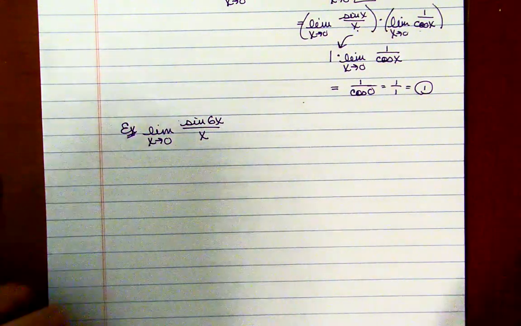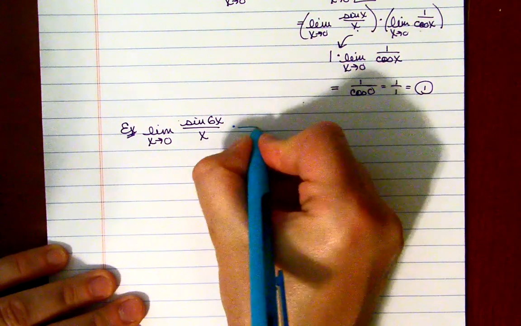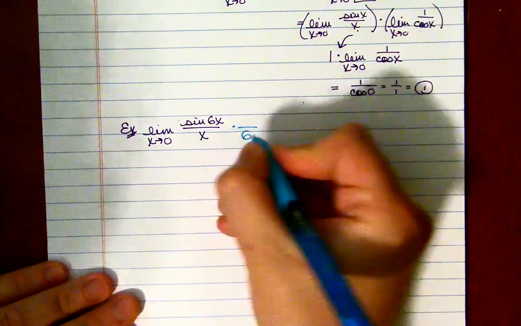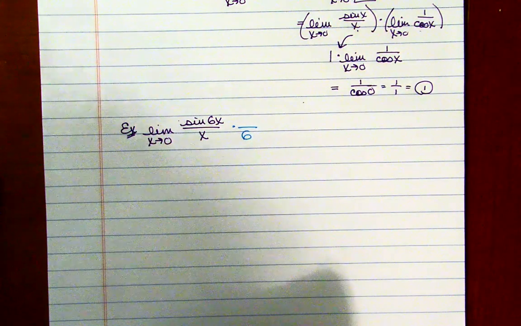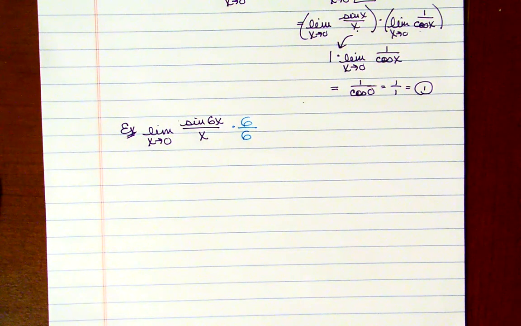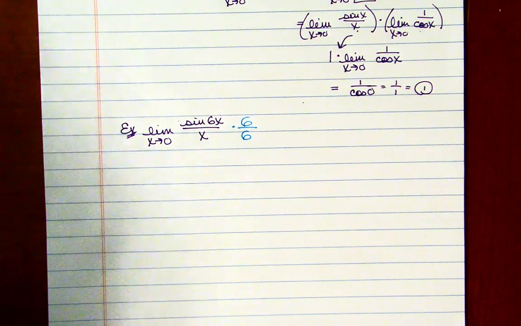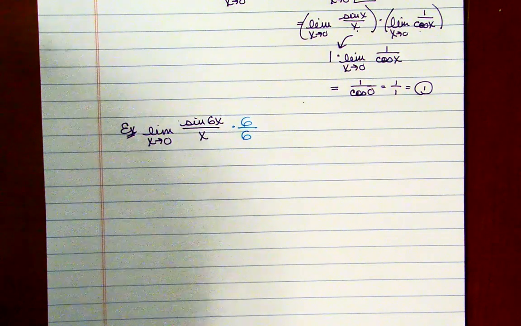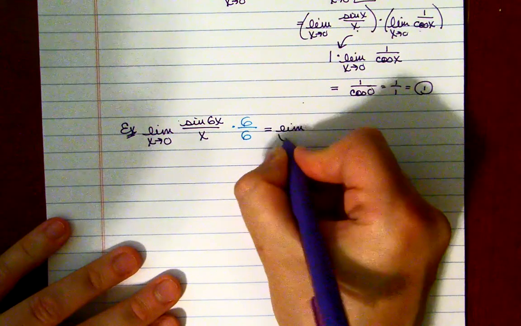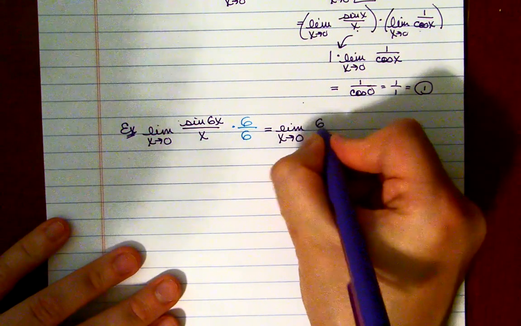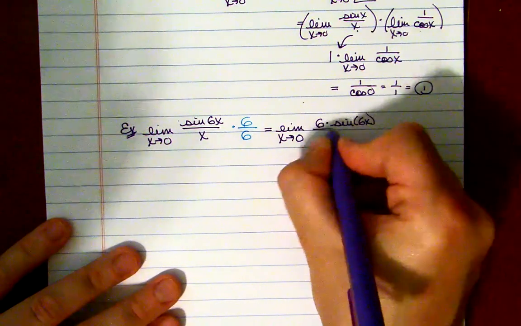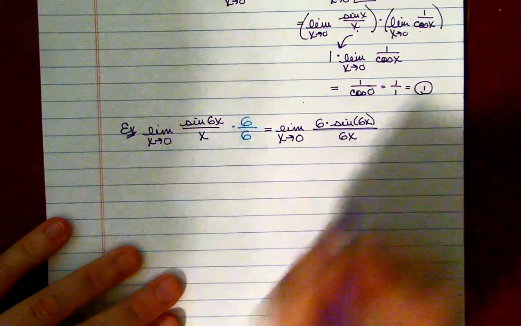Well, how about I just multiply the denominator by 2? Wow, I don't know why I said 2. How about I multiply the denominator by 6? Which of course you're not allowed to do, but you could multiply the top and the bottom by 6. I'm going to multiply this by 6 over 6. Watch why I'm allowed to do this. This will give me the limit, as x approaches 0, of 6 times the sine of 6x over 6x.